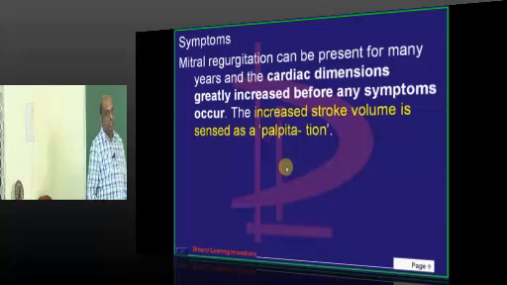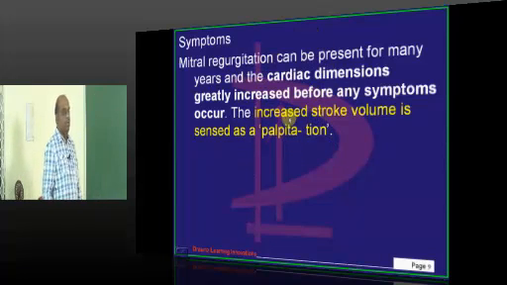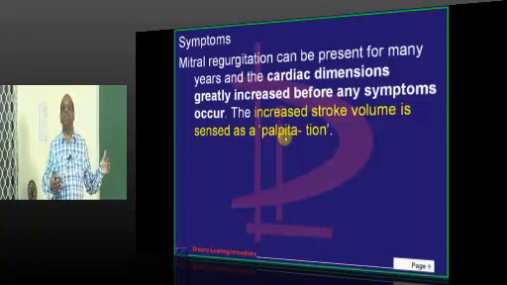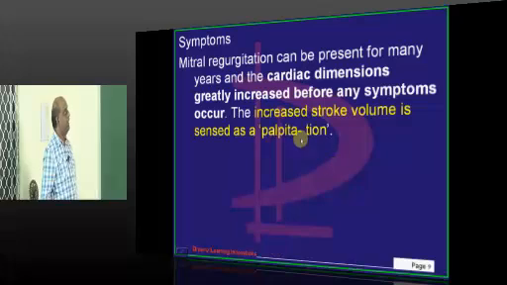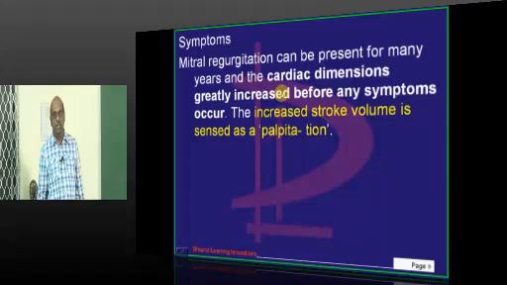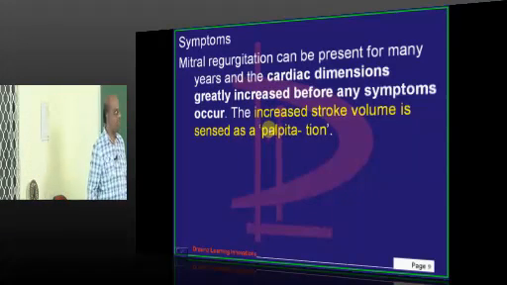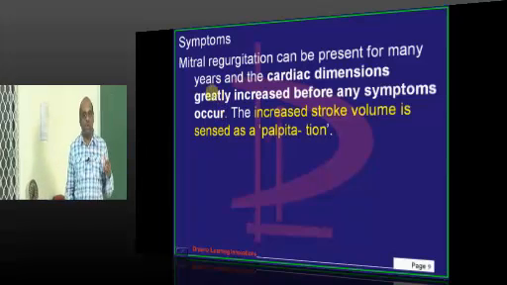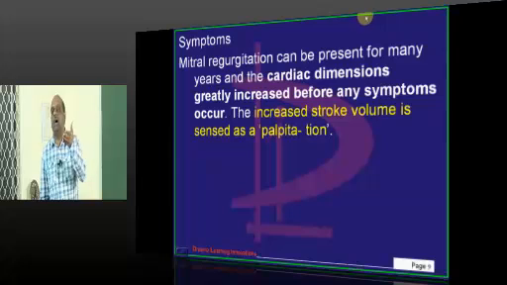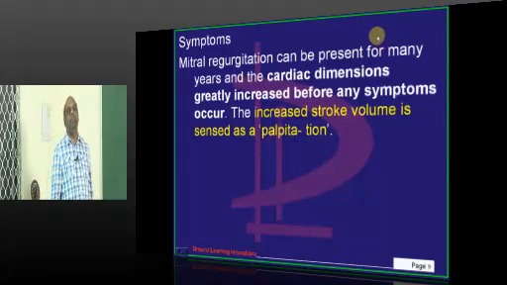Now, what are the clinical symptoms? How does a patient present with MR? Until the cardiac dimensions are increased, until the heart is dilated due to this regurgitation, patients may not show any symptoms. But the moment the cardiac dimensions increase, and the left ventricular stroke volume increases, that increased volume outburst from the heart into the aorta will lead to palpitations as a clinical presenting feature.